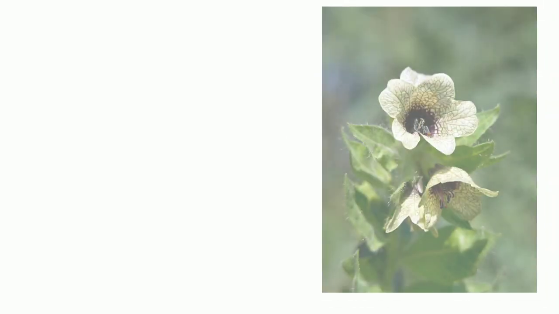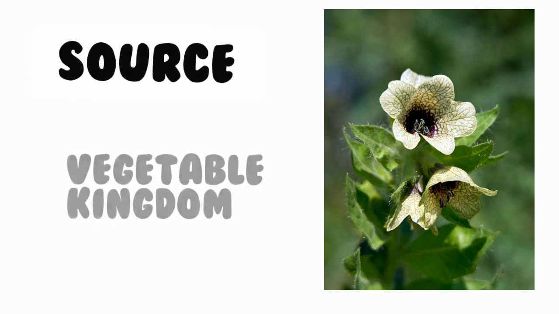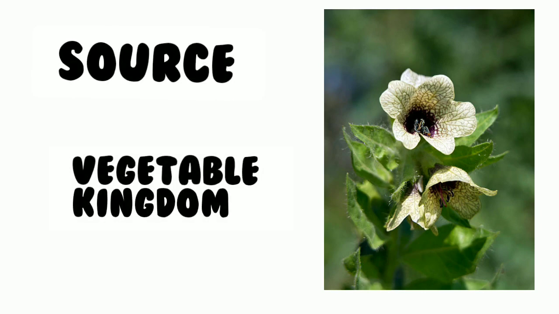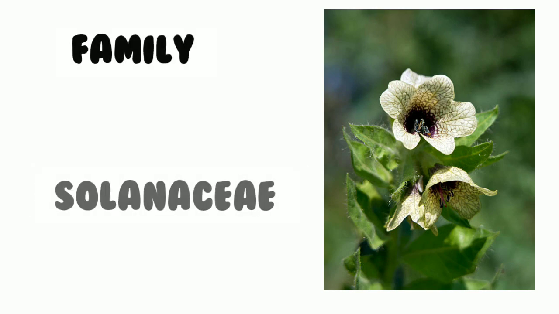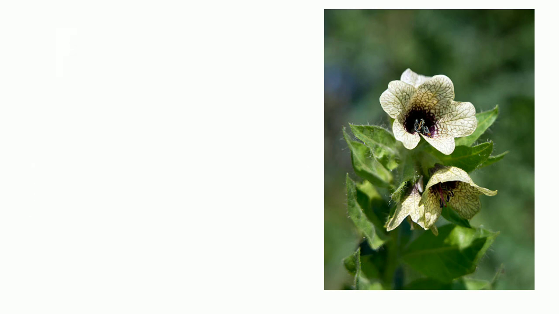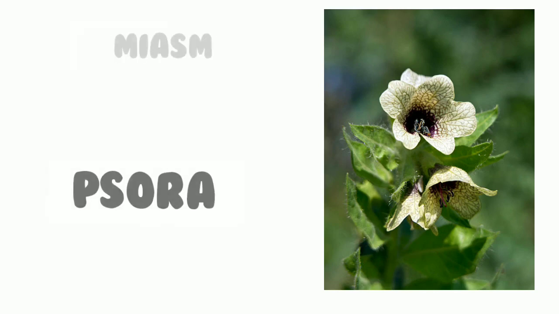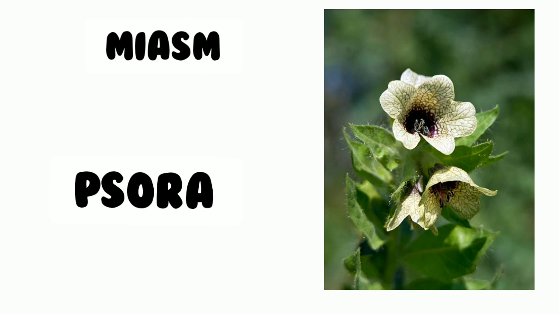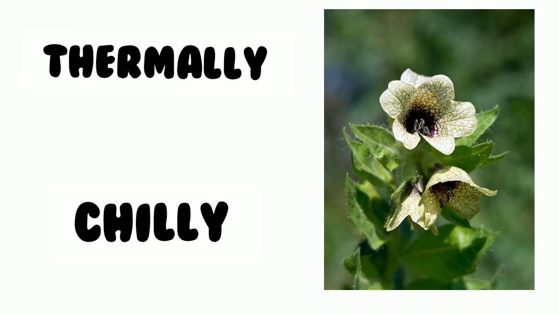So let's begin with its common name and source. Source is vegetable kingdom, common name black henbane, family Solanaceae, prover Dr. Hahnemann, Psora miasm in its background. Temperament is nervous, sanguine, hysterical, and irritable. Thermally, they are chilly patient.